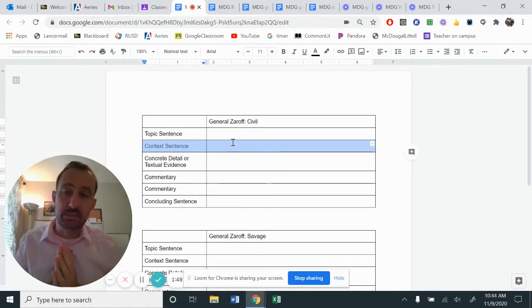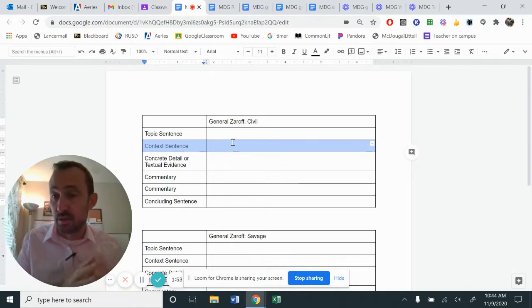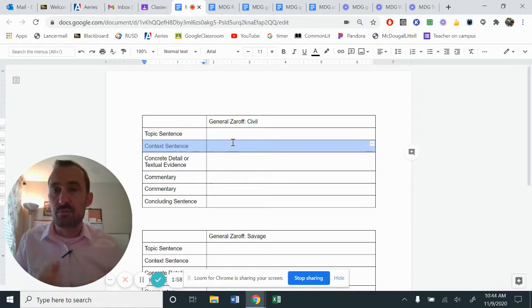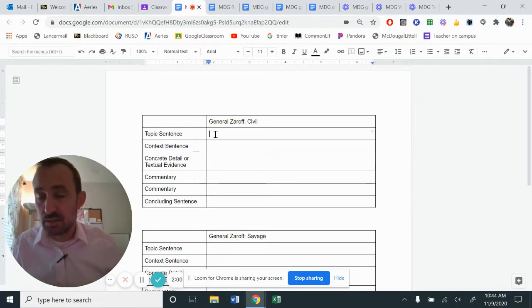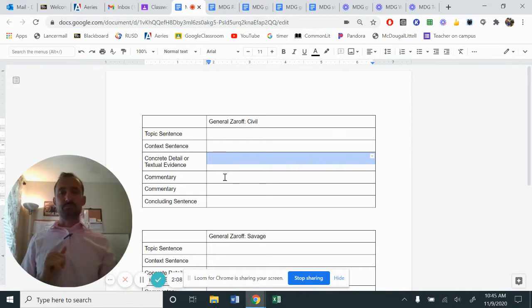The context sentence, ladies and gentlemen, offers context to the textual evidence. It helps us bridge from the topic sentence where we introduce the theme word to giving that concrete textual example from our story.